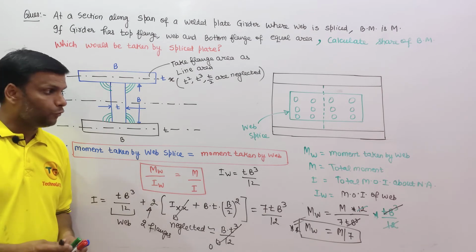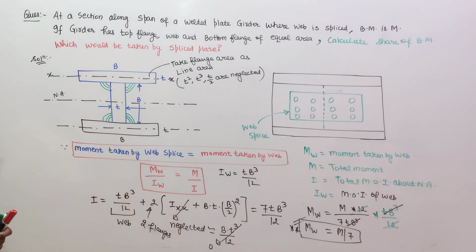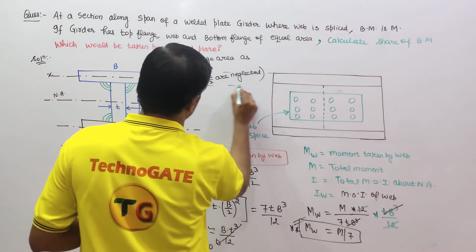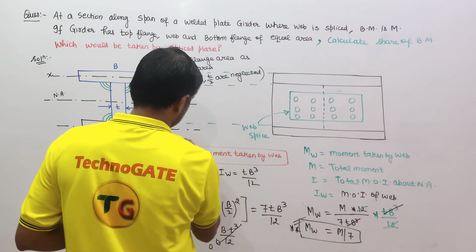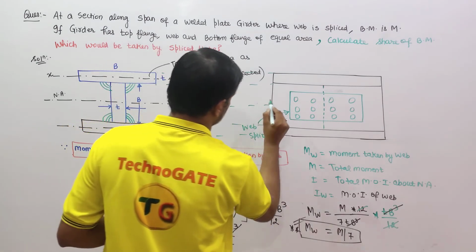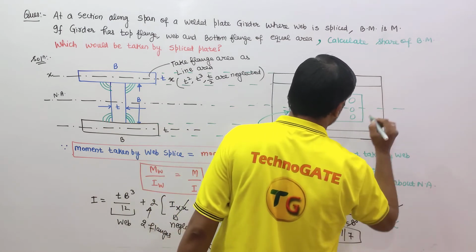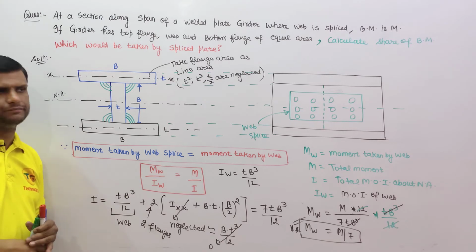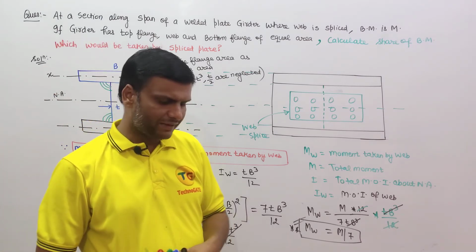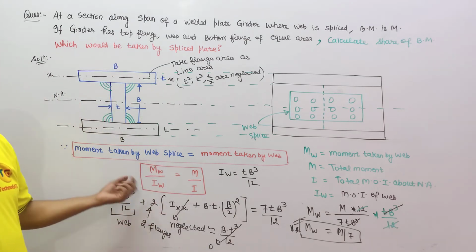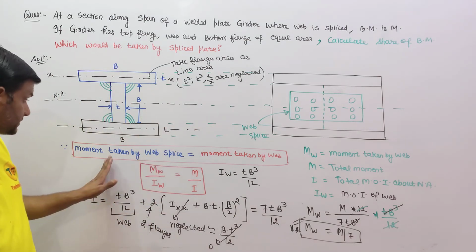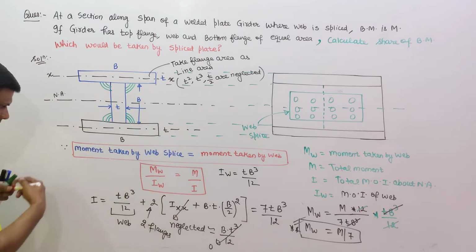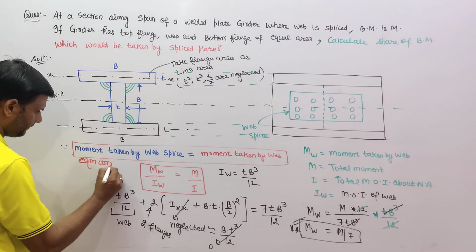Very, very important fundamental. Very, very important question, GATE problem. So here in this problem, the moment taken by the web was given. Now we have to calculate how much bending moment has to be taken by the spliced web plate. From equilibrium conditions, the moment taken by the web splice must be equal to the moment taken by the web. This is not just M equals M. No, no, no. This is the equilibrium condition.